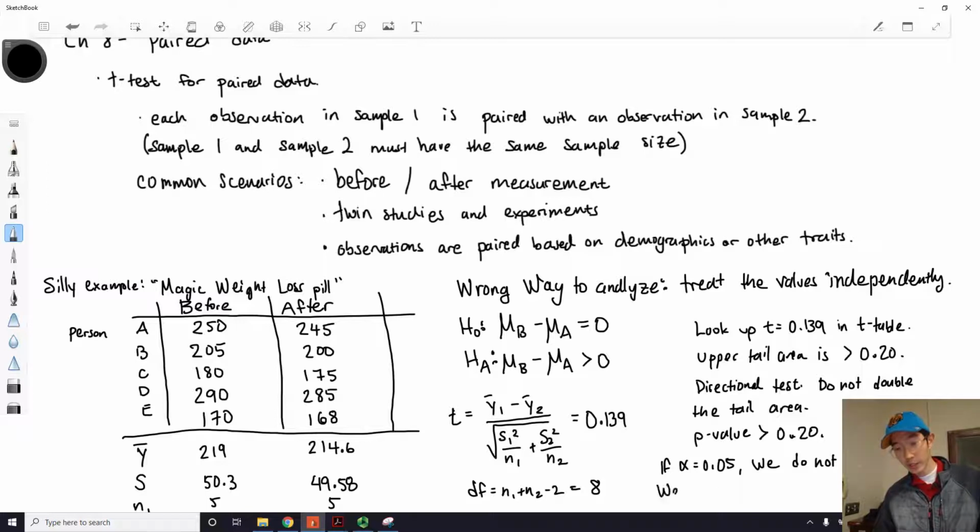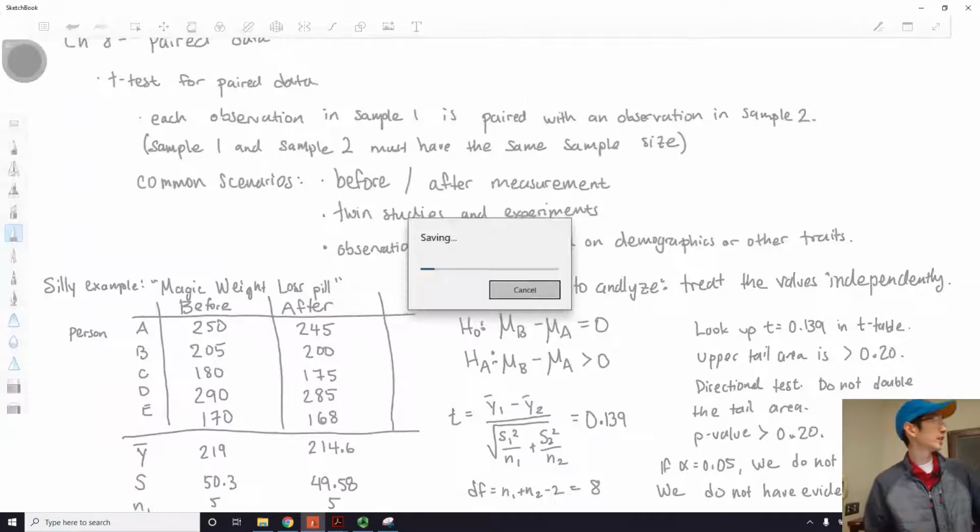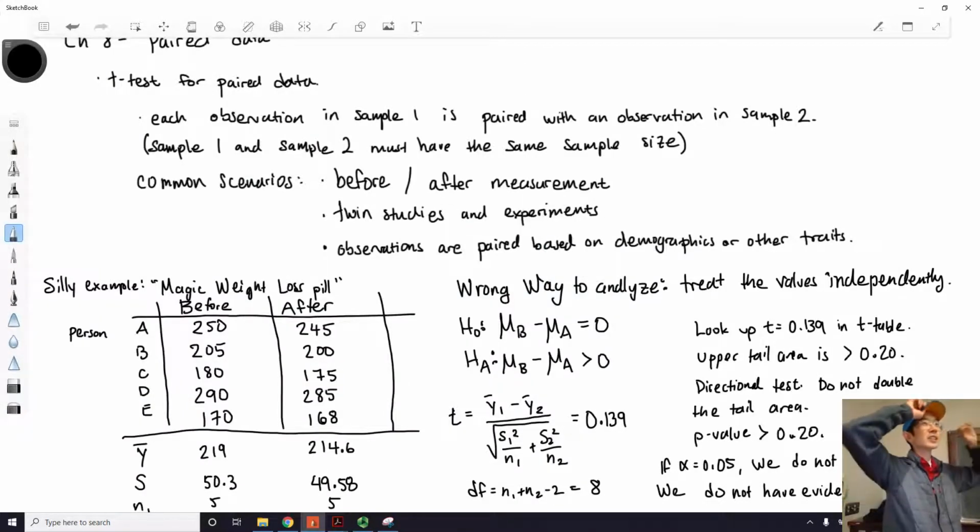And we say we do not have evidence that there's weight loss. Is that okay? I just kind of blitzed through the calculations very quickly, but you do this so you get your p-value, and we'd say we don't have evidence of a weight loss. Okay, but this was the wrong way to do it.